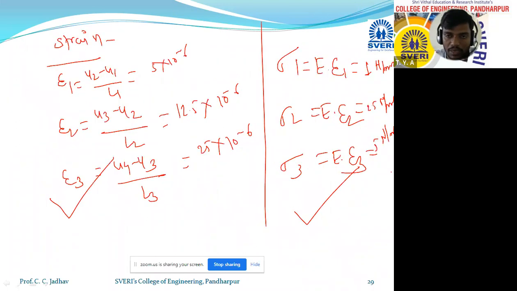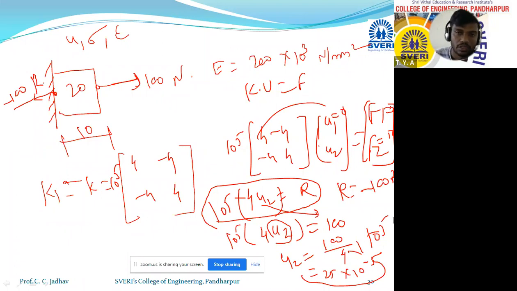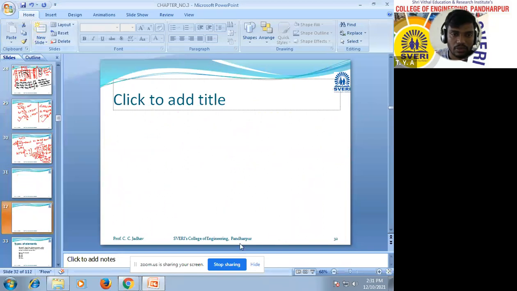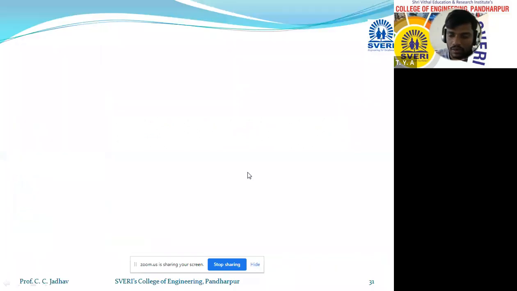Once you get the displacement values, you can start calculating the strain value.